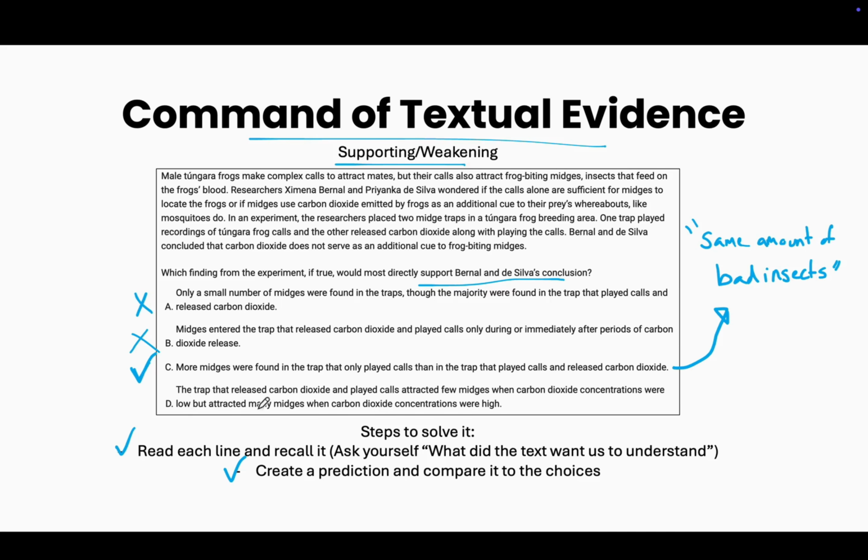Choice D: The trap that released carbon dioxide and played calls attracted few midges when carbon dioxide concentrations were low, but attracted many midges when carbon dioxide concentrations were high. Again, this goes against the conclusion and prediction. So, with most of these reading questions, the key is always to understand what the question wants from you. Then, you need to understand the text perfectly, and lastly, you need to form a prediction before checking the choices.